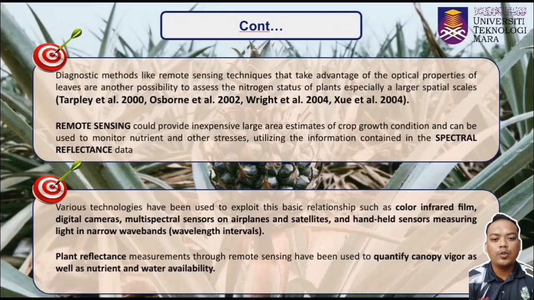Various technologies have been used to exploit the basic relationships, such as color infrared films, digital cameras, multispectral sensors on airplanes and satellites, and handheld sensors that measure the light in narrow wavebands, which are wavelength intervals. For your information also, plant reflectance measurement through remote sensing has been used to qualify the canopy vigor as well as the nutrient and water content or the water availability of the plant.